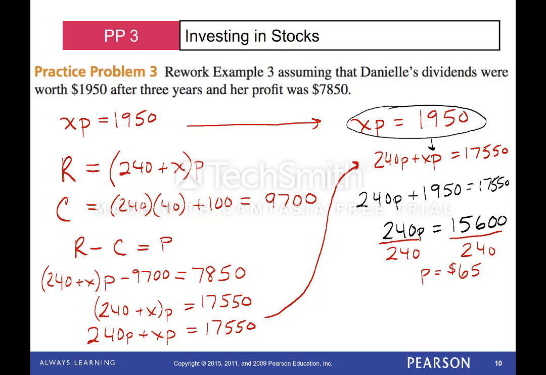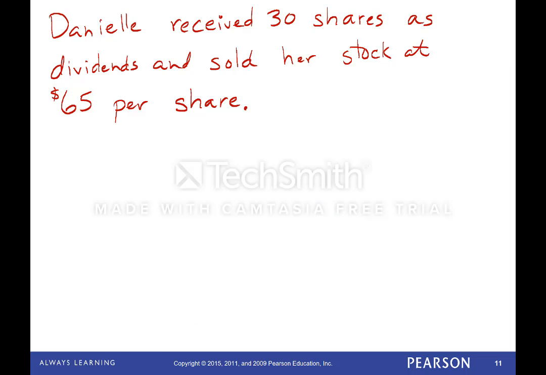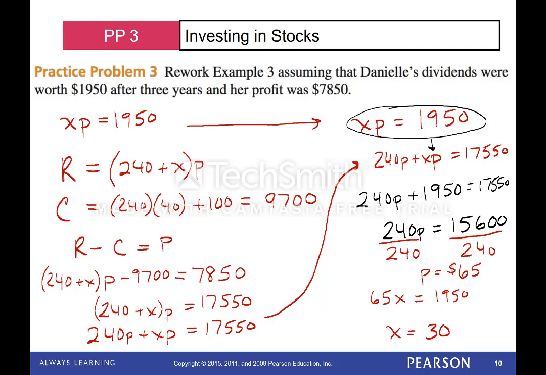Let's plug it in and find out how many shares did she receive as dividends only. So I'm going to plug into the top equation here. So X times P equals 1950. Now it's 65 times X is equal to 1950. Divide by 65, and we get ourselves 30. Sorry, that was a quick one. Let me go back real quickly here. There it is. So X equals 30. And again, this is the number of shares she received as dividends.